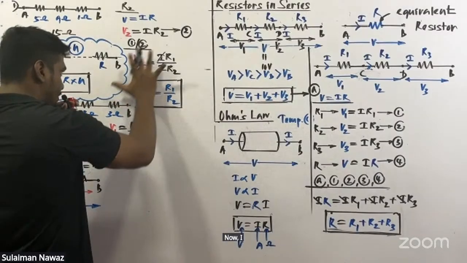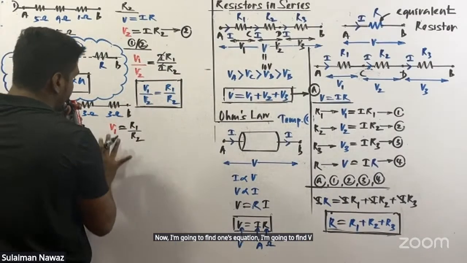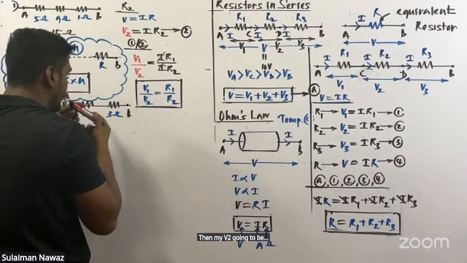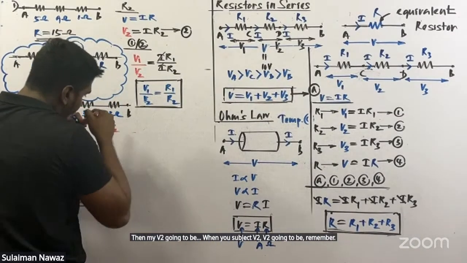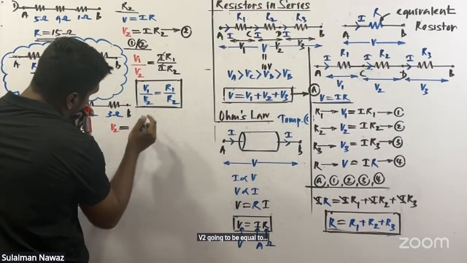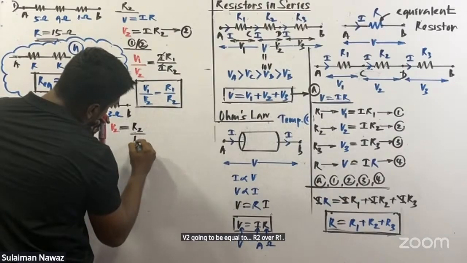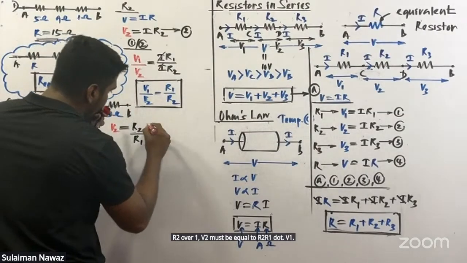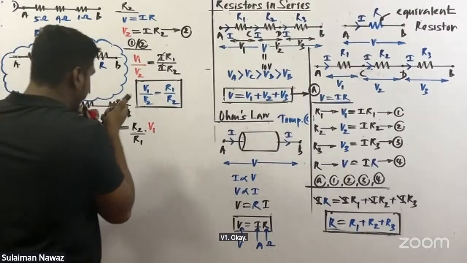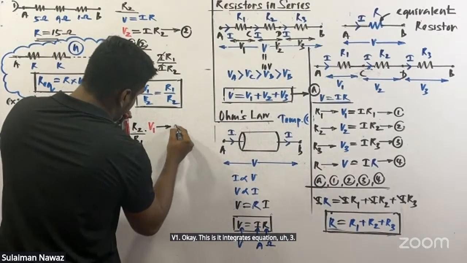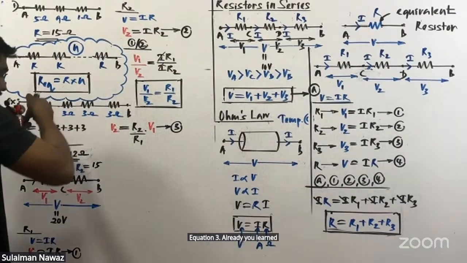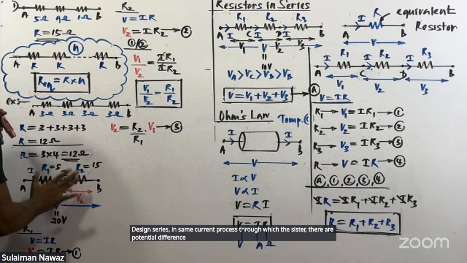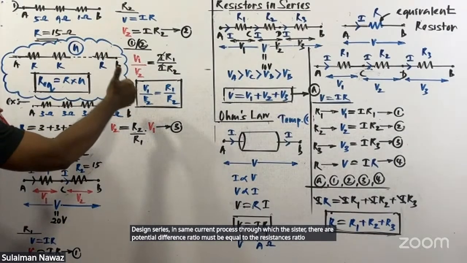Now, from this equation, I'm going to find V2 in terms of V1. Then V2 must be equal to R2 over R1 dot V1. I take this as equation 3. Already you learned an important point: when resistors are in series, since the same current passes through each resistor, their potential difference ratio must be equal to the resistance ratio. V1 to V2 must always be equal to R1 to R2.